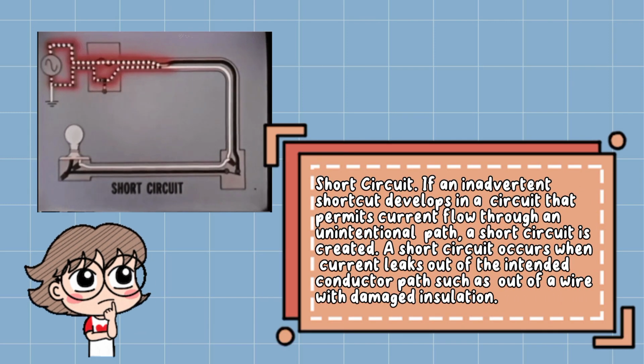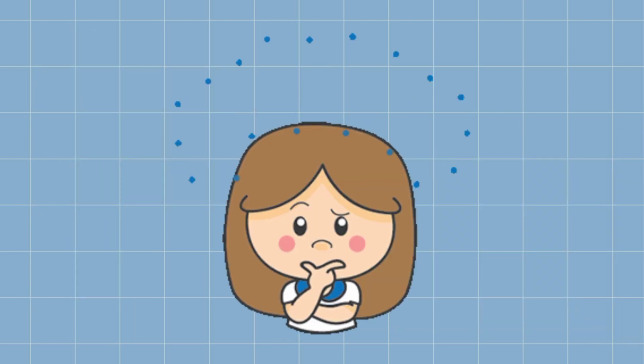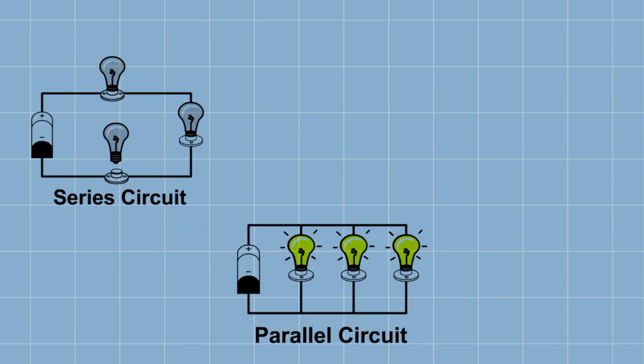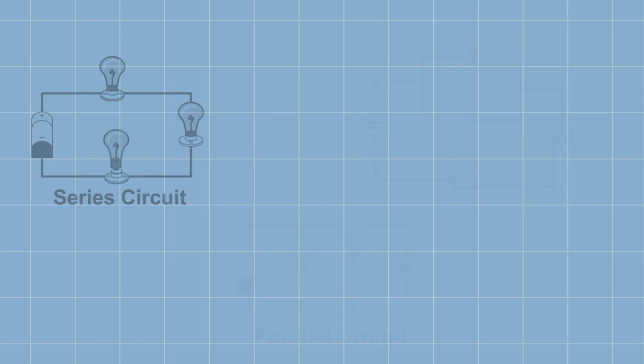Short circuit. If an inadvertent shortcut develops in a circuit that permits current flow through an unintentional path, a short circuit is created. A short circuit occurs when current leaks out of the intended conductor path, such as out of a wire with damaged insulation. There are types of circuit connections: series circuit, parallel circuit, and combinational circuit.